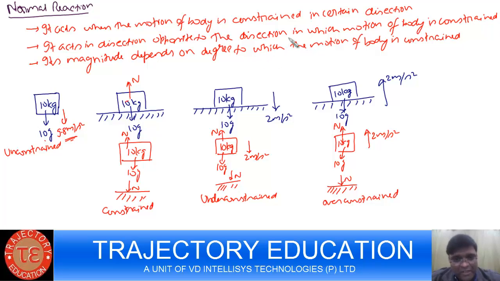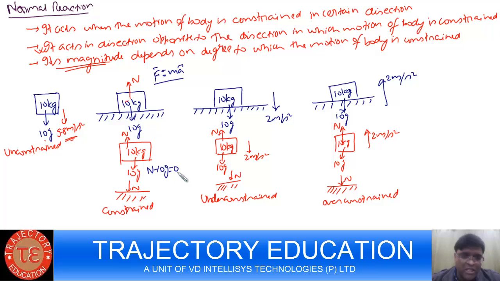Constraint means not free. This is unconstrained. This is constraint, under constraint, over constraint. So you know the direction in which the motion is constrained, normal reaction acts opposite to it. Now let's talk about the third point. What's the magnitude of normal reaction? See this case. Here you'll apply Newton's law. Force equals mass into acceleration.